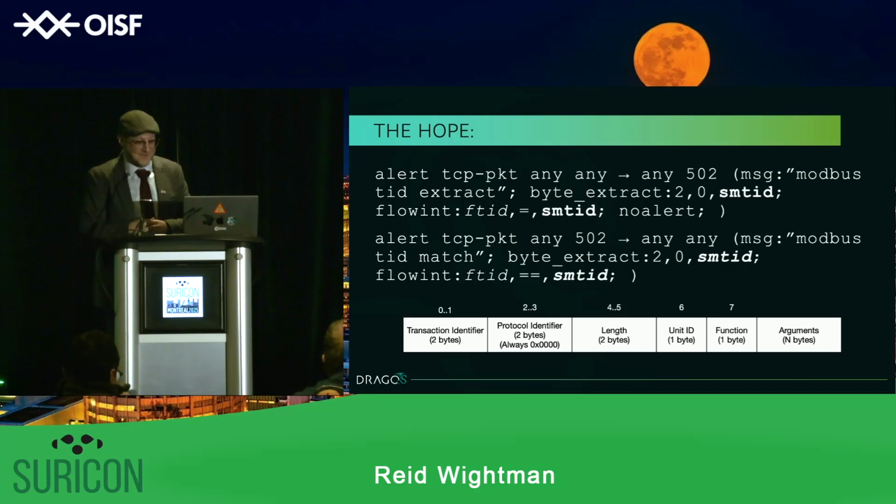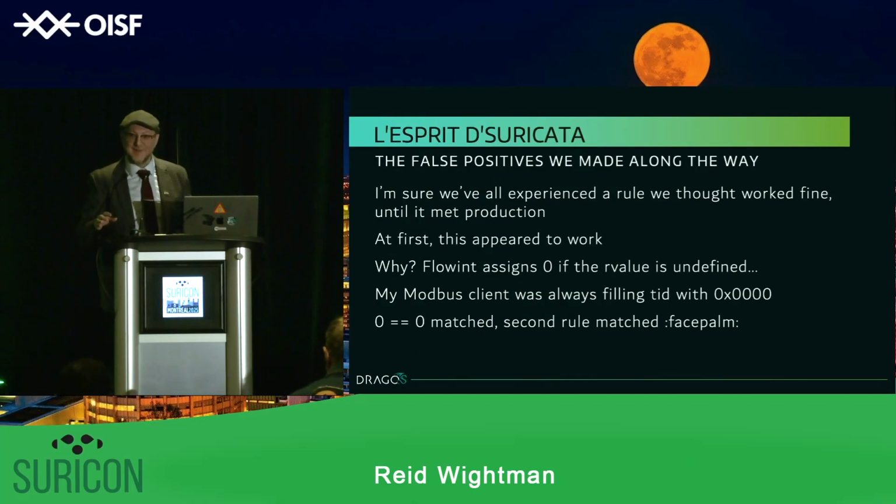So I write up some rules, and this gets kind of embarrassing to me. Here's me extracting the transaction ID from the Modbus packet in the first rule. I'm using byte extract to just pull out 2 bytes, treat them as an integer, and assign them to this flow-int. And this second rule is meant to match the response, so this is going in the opposite direction. Source TCP port here is 502. I extract the transaction ID from this response packet, and I check if it's double equals to that flow integer we just extracted.